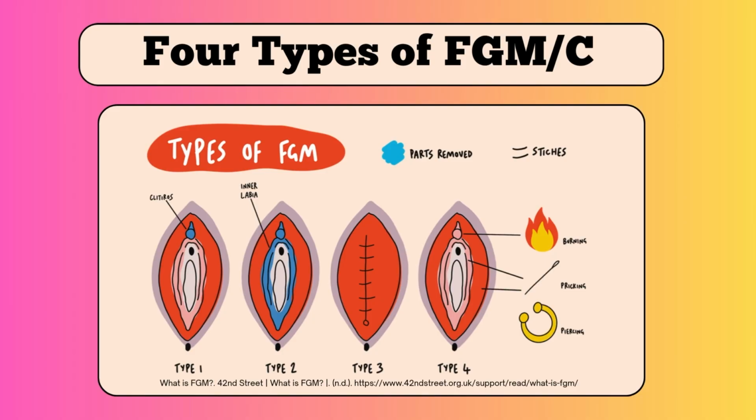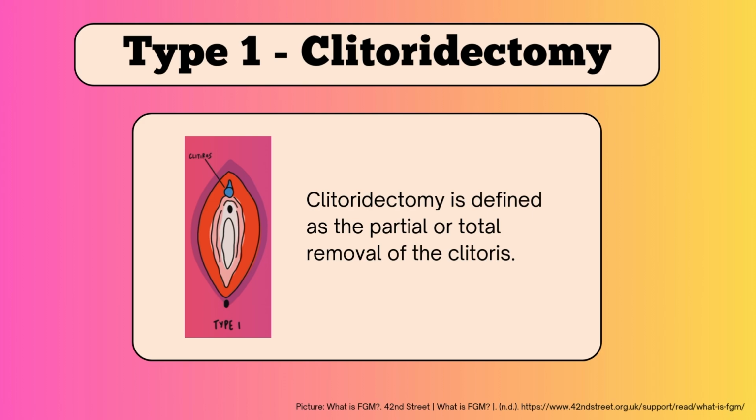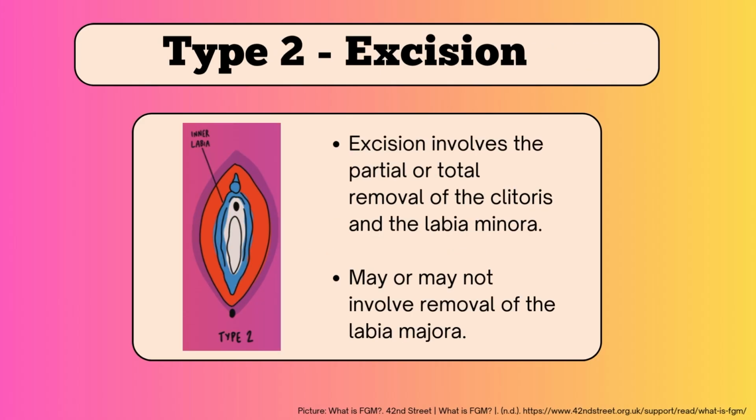Each type of FGMC is different, but some types cause more physical trauma than the others. All forms of FGMC are abuse and have lasting physical and psychological impacts. Type 1 FGMC is the clitoridectomy. Clitoridectomy is defined as the partial or total removal of the clitoris. Type 2 FGMC is excision. Excision involves the partial or total removal of the clitoris and the labia minora. Excision may or may not involve removal of the labia majora.